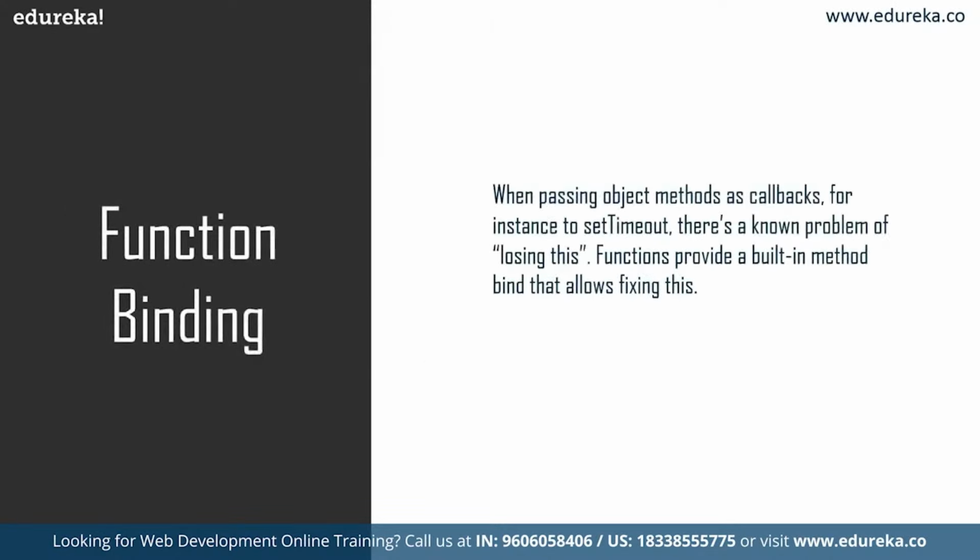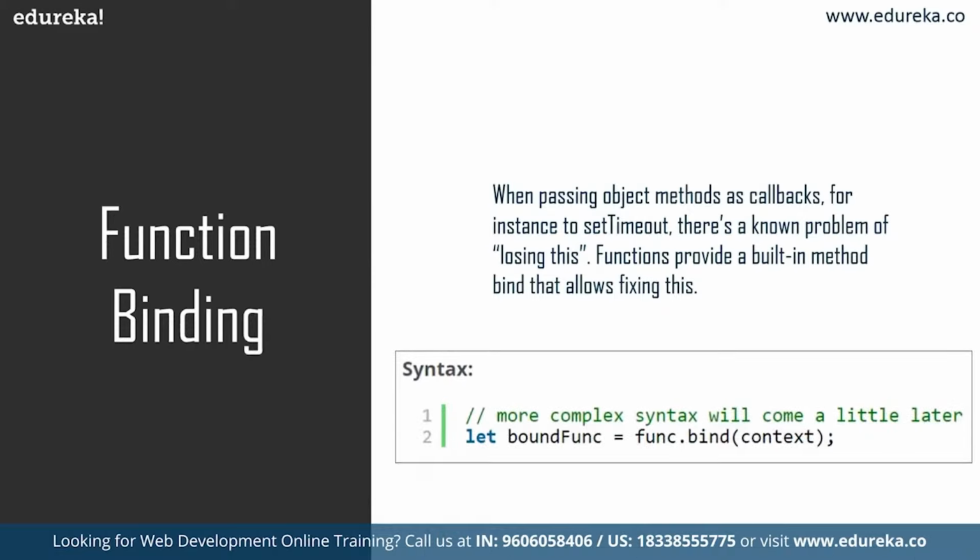Now moving on to the next one, there's function binding. When passing object methods as callbacks, for instance to set timeout, there is a known problem of losing this. The functions provide a built-in method bind that allows fixing this. You can have a look at the syntax. We have a let bound function, which will take the function.bind context. The result of function.bind context is a special function-like exotic object that is callable as function and transparently passes the call to function, setting this equals to context.